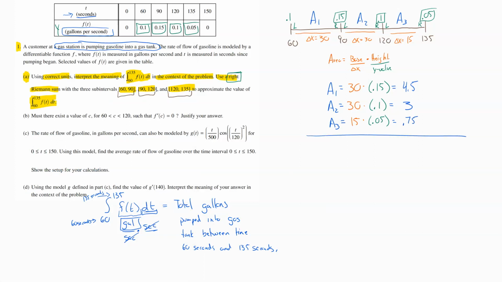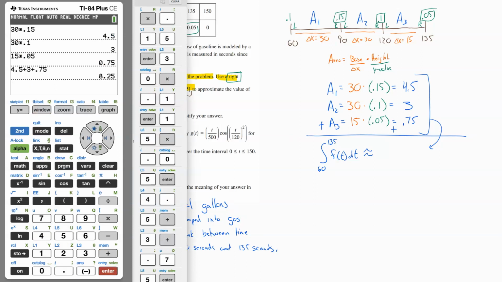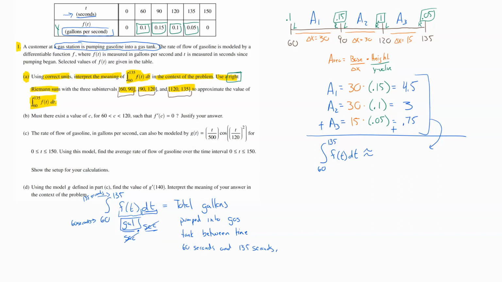Then what we're going to do is add all of those up. This is going to give us our approximation for the integral from 60 to 135 of f of t dt, which will be approximately, and then we just add these all up. So again, you could do this in your calculator. I recommend it. Test brain. Nothing would upset you more than missing something because you just didn't add the numbers right because your test brain didn't do it right. So then this would be 8.25. Remember, these are total gallons here, so the unit on this would be gallons.